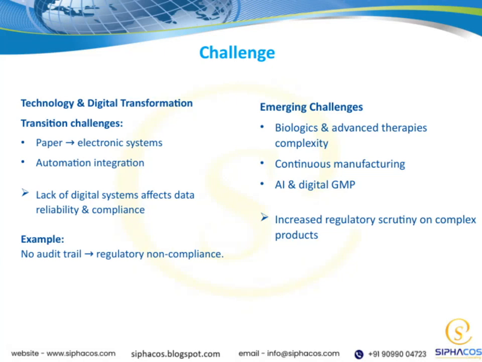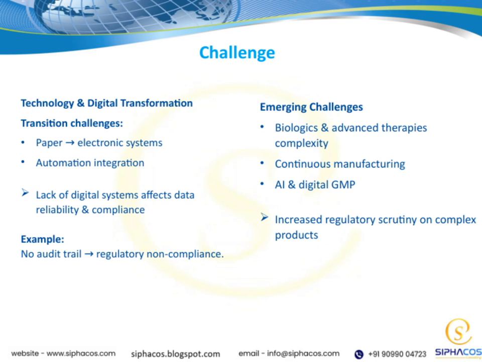Now, let's take a look at some of the emerging challenges we're facing in this rapidly evolving landscape. First, the complexity of biologics and advanced therapies is increasing significantly. These products are more sophisticated, which means our manufacturing processes need to be just as advanced to ensure quality and consistency. Then, there's the shift towards continuous manufacturing, which offers many benefits like improved efficiency and faster production cycles, but also introduces new operational challenges.